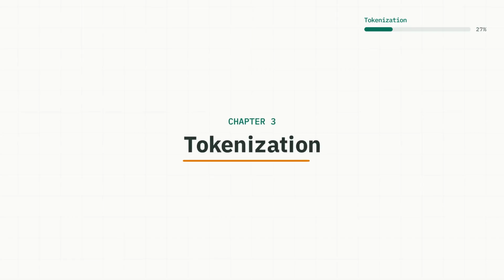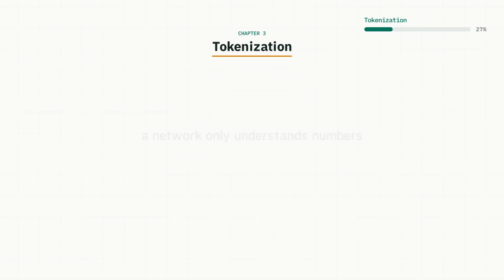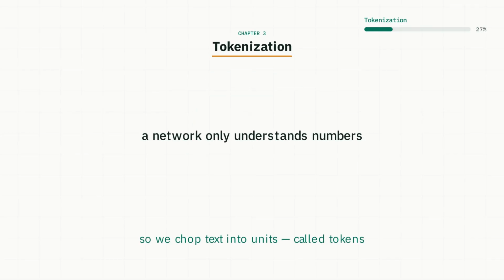Chapter 3: Tokenization. A neural network is, at its core, a giant machine for doing arithmetic. It only understands numbers. So the very first thing we must do is convert our ocean of text into numbers, and the unit we chop text into has a name: a token.